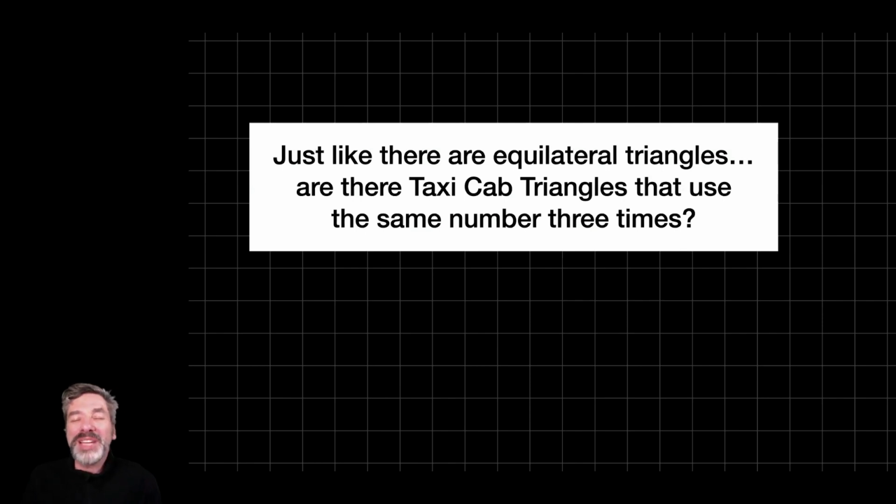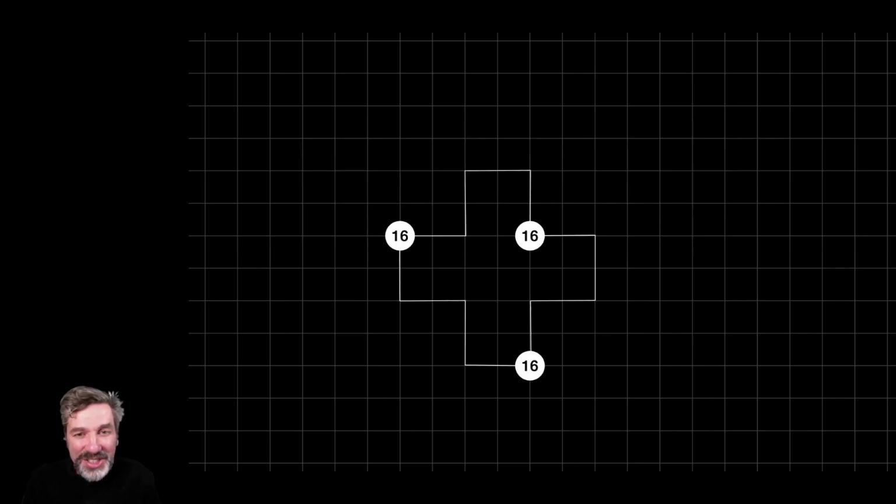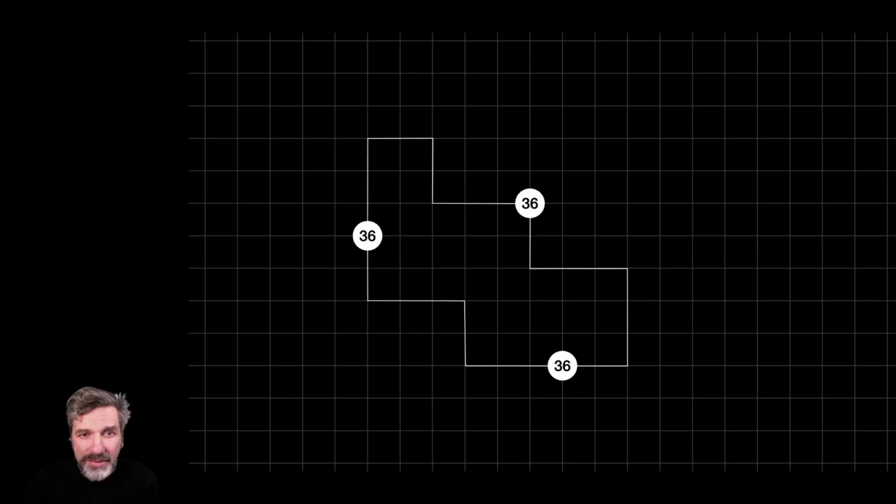Just like there are equilateral triangles, are there taxicab triangles that use the same number 3 times? Go ahead, try to solve this. I'm going to tell you, I have found one, maybe more than one. Okay, so ready? Here's the smallest answer. I don't think that you can get any smaller and find a solution. So there is 16. And indeed, any number more than 1 that you raise to the 4th power, I think all of those are going to work. Here is 36. This also works.